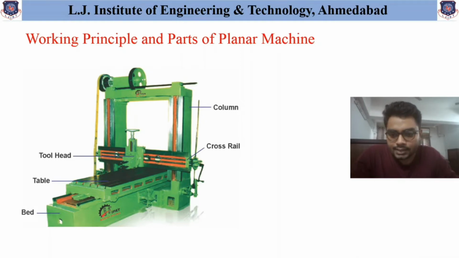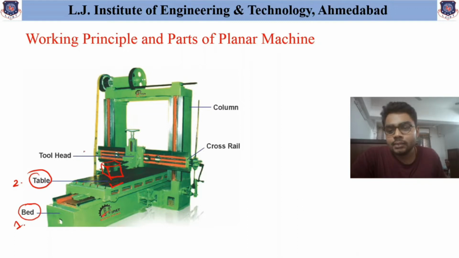Now as you can see, we have discussed the same parts in the case of the shaper machine also. Most of the parts are similar to that, but the movement provided to the tool and the table is different. So over here, the first part is the bed. Similarly, this is the second part, which is called the table. And over this table, the workpiece is set.